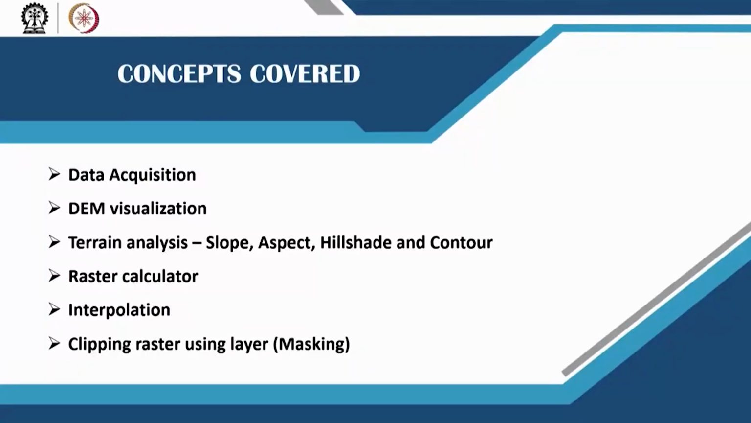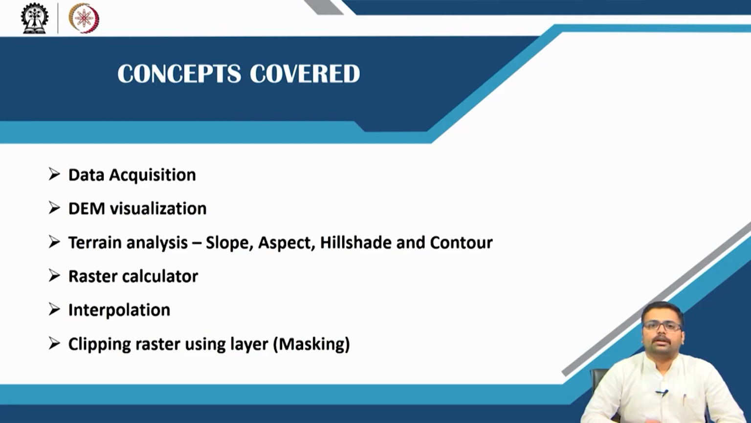Welcome back to NPTEL online certification course on Geographic Information Systems. In the previous sessions we have seen how to acquire raster data and how to visualize digital elevation model, the terrain analysis such as slope, aspect, hillshade and contour, followed by raster calculator, and how to interpolate vector data, and finally we will also see how to clip raster using masking. Now let us see how we can do various kinds of raster analysis from the obtained digital elevation model.